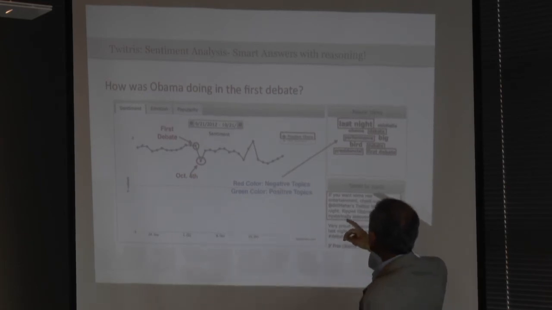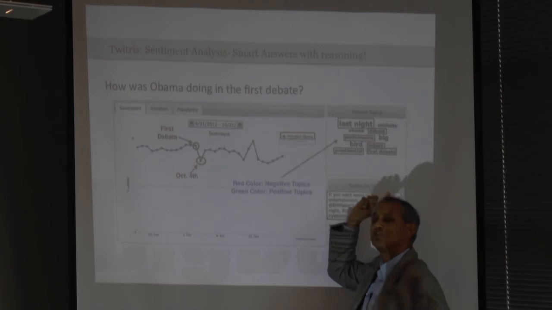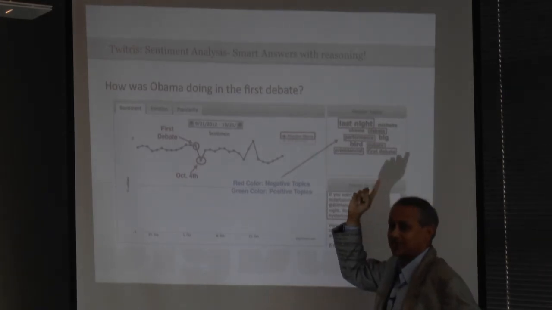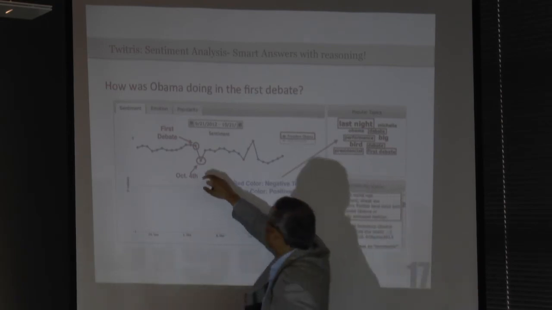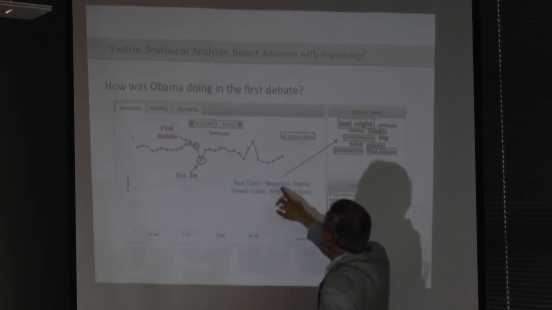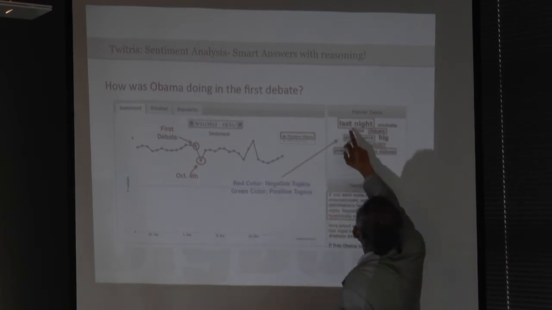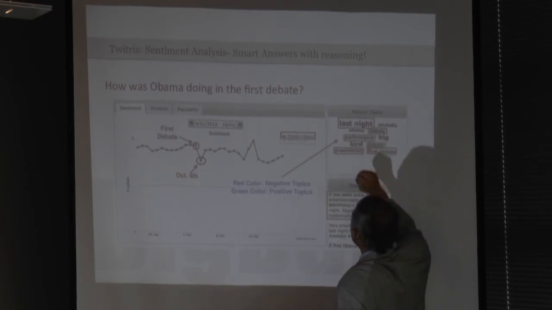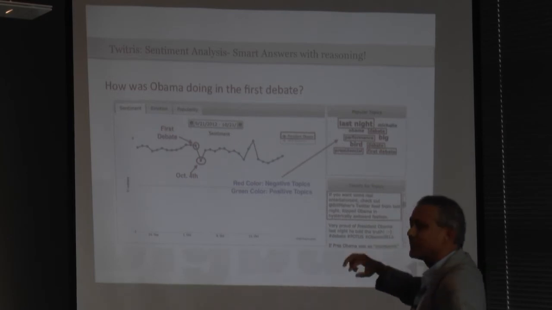And then with the red color, we are also able to say what the influencing factors are automatically. So we can analyze the content here to support that. The phrases like "last night" are not meaningful, but there is this Big Bird. And Big Bird was a negative for Romney and positive for Obama.